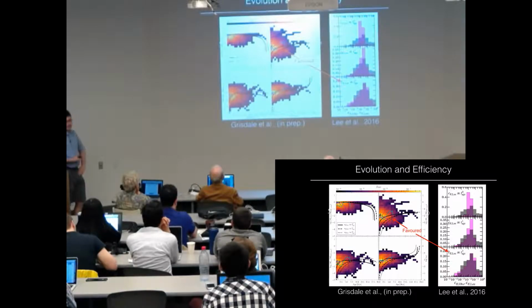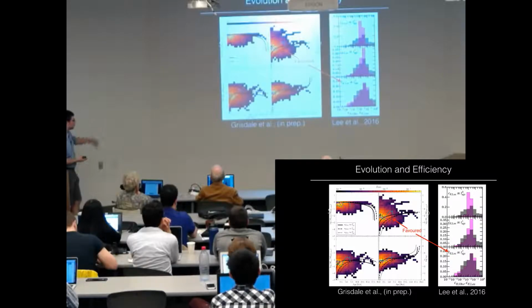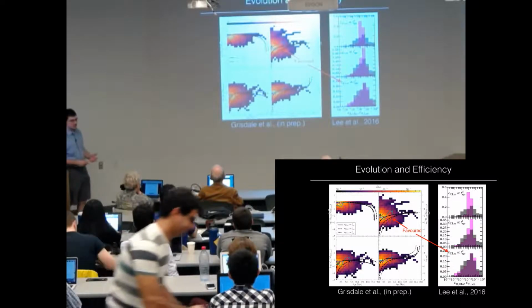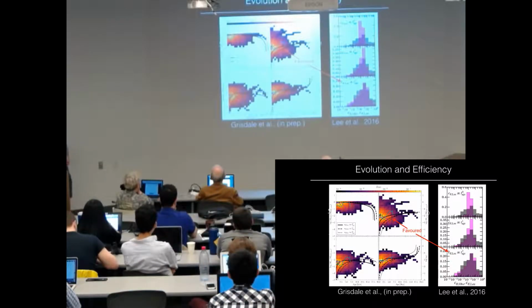In fact, we're finding that each GMC has its own path in these parameter spaces, and as a result, a wide variety of values. So the next thing we looked at was actually individual properties of the GMCs and how they correlate to the efficiency.